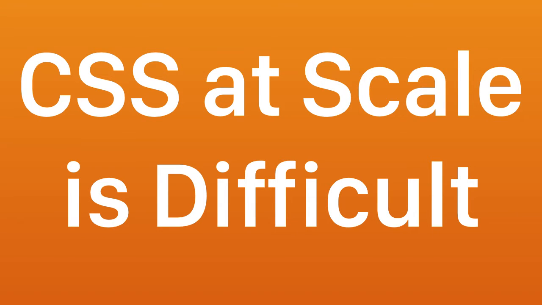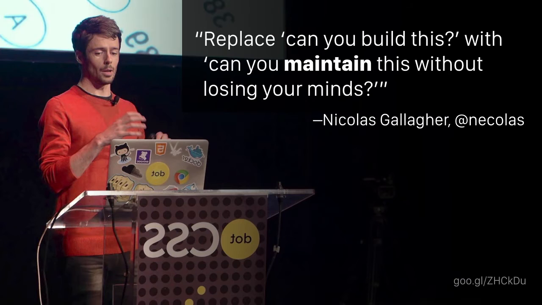So let's get started. The primary problem that Modular CSS was created to solve is that CSS at scale is really tricky. I love this quote from Nicholas Gallagher. It says, when somebody gives you a problem, instead of saying, can you build this, you should think about, can you maintain this after you build it? That gets to the heart of the problem with CSS at scale: it's not that it's difficult to solve the problems, it's that it's difficult to solve the problems in a way that isn't going to cripple you with technical debt over time.